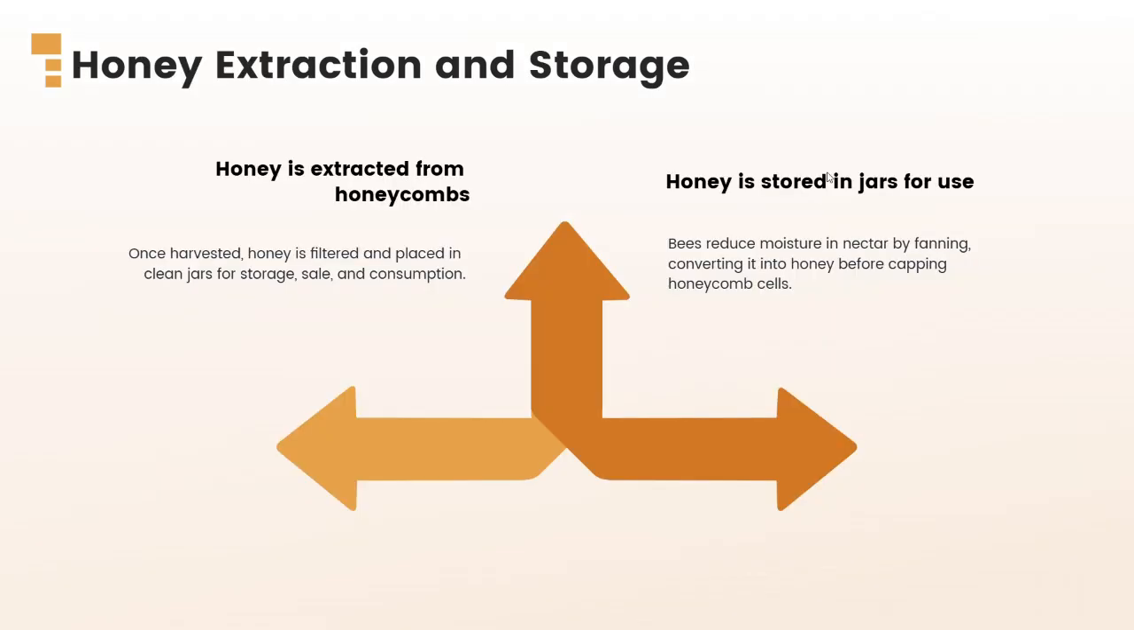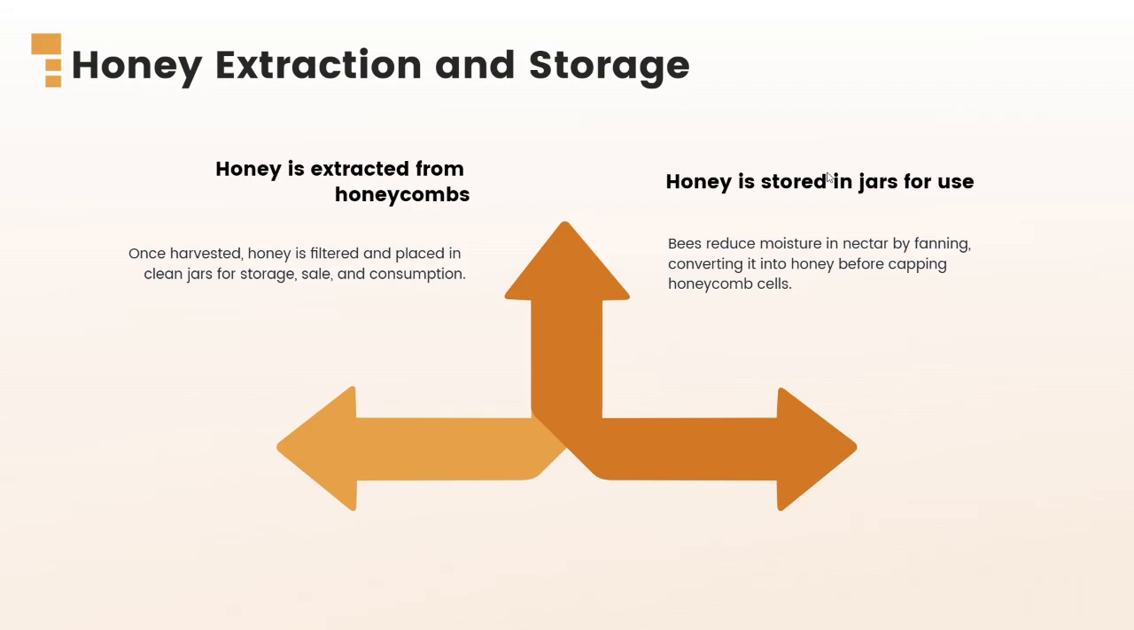Finally, we arrive at the last step. In this process, the water in the nectar must be removed, so the moisture is reduced by bees. They fan their wings very fast to evaporate the water. After the liquid becomes thick, the honeycomb cells are closed with wax.